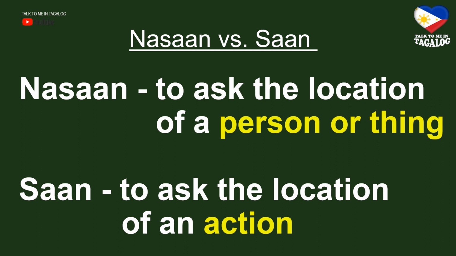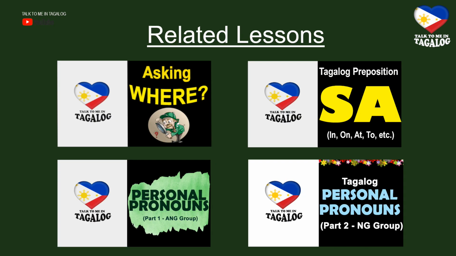So now you know the difference between nasaan and saan. Nasaan is used to ask for the location of a person or a thing, while saan is used to ask for the location of an action. To understand more about nasaan, the preposition sa, and Tagalog pronouns, please check out the links to these lessons in the description box below.